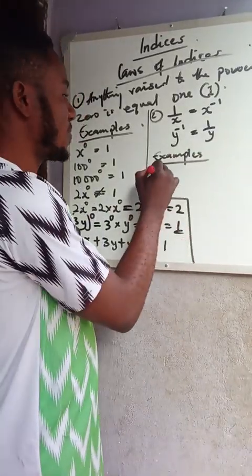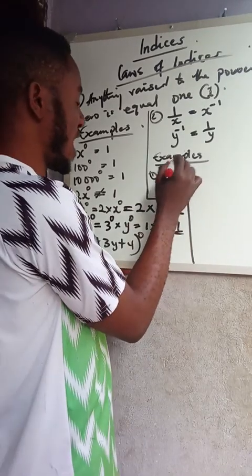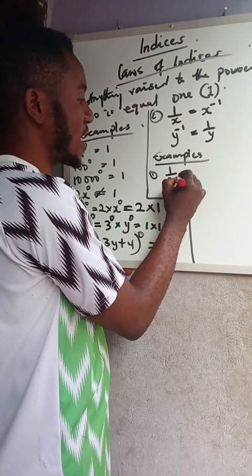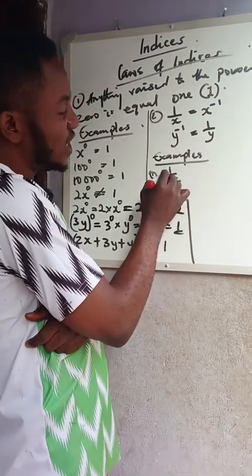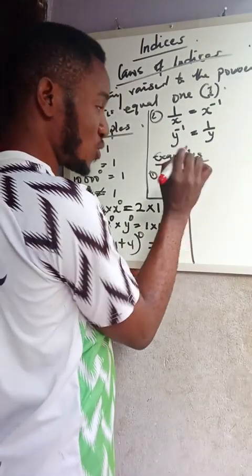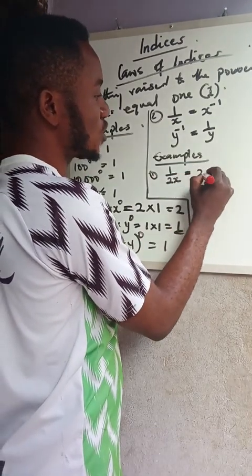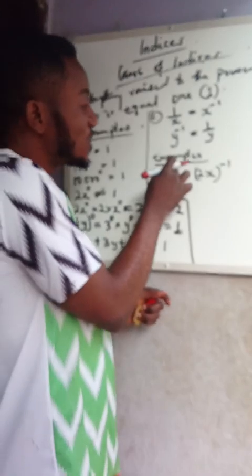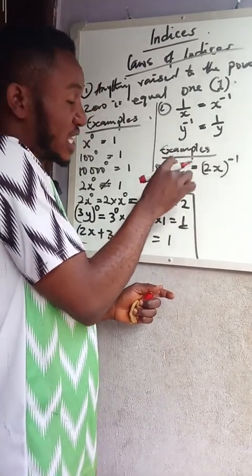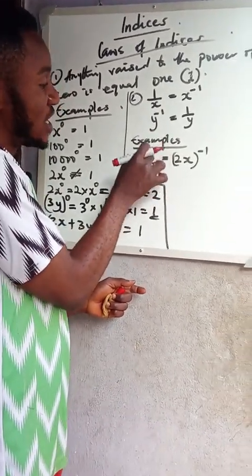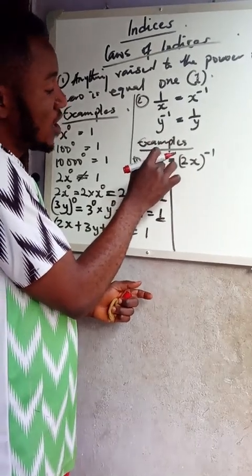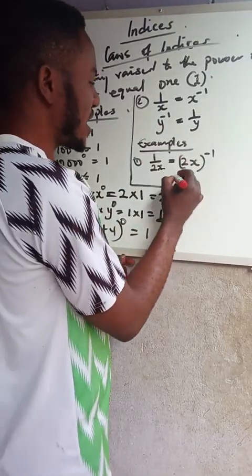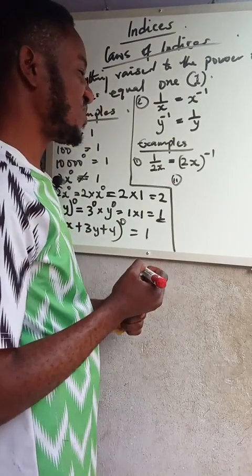So for instance, let me give examples. If I have, let's say, 1 all over 2x. This is 1 over 2x. This one is for all of them. Then, watch now, this is equal to (2x), you can put a bracket, raised to the power minus 1. The reason is because the numerator, which is 1, is for everything. The denominator is for the numerator. So that means 2x is the denominator of 1. So we have this.